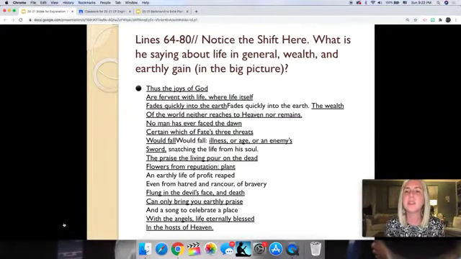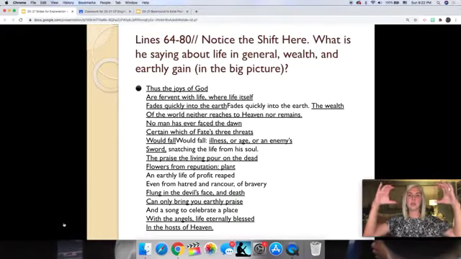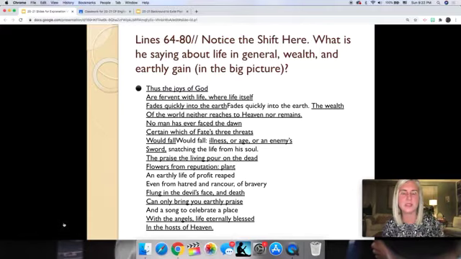Okay, so I asked the question, what is he saying about life in general, wealth, and earthly gain in the big picture of life? So let's read this passage from lines 64 through 80. It says, thus the joys of God are fervent with life, where life itself fades quickly into the earth. The wealth of the world neither reaches to heaven nor remains.